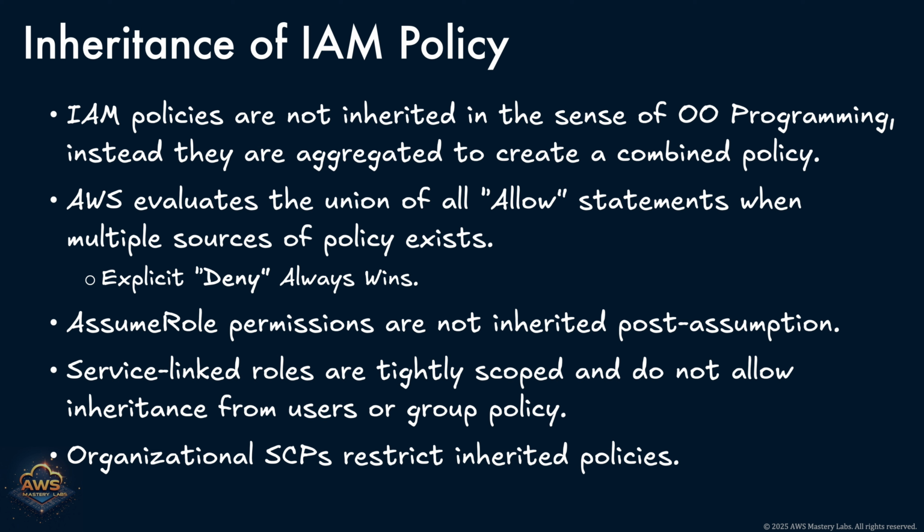In the case of service-linked roles, inheritance is even more restricted. These roles are created and managed by AWS services to perform tasks on your behalf. Their policies are tightly scoped and predefined, and they do not inherit or accept any policies from user or group identities. Finally, at the organizational level, service control policies, SCPs, act as top-down permission filters. They define the maximum available permissions for accounts within AWS Organizations. So even if a user or group appears to inherit broad permissions within an account, an SCP can effectively override or restrict those permissions by preventing certain actions altogether.